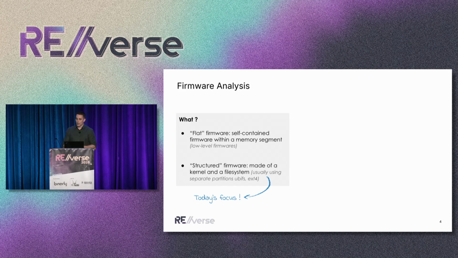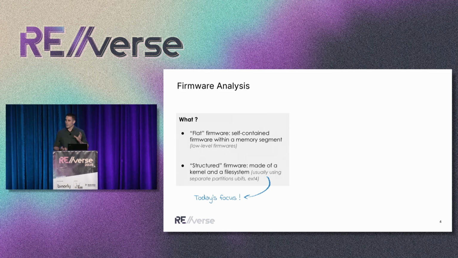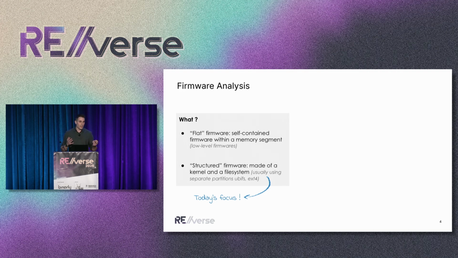Just a quick recap of the kind of firmware that we are going to tackle today. I distinguish two main types of firmware. The flat firmware, where you basically have just a segmentation of the memory. It applies to most of the small MCUs and things like that. And on the other hand, there is what I call the structured firmware, where ultimately you have a kernel and a file system. You might have multiple partitions, but the idea here is that we're going to focus on big firmware that have a whole file system in them.